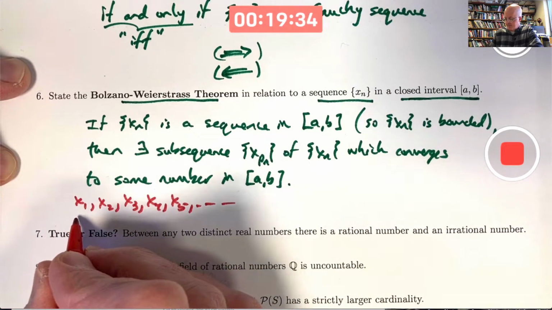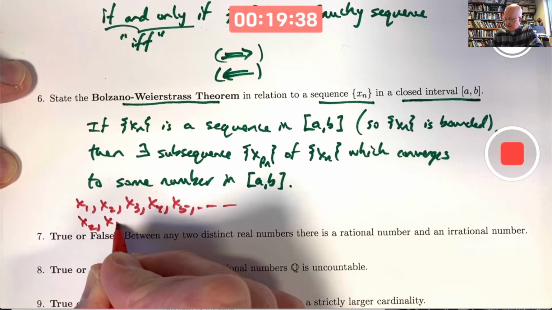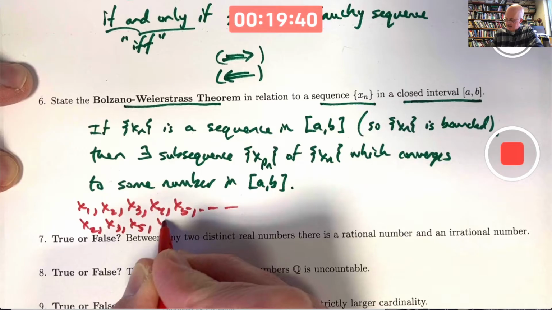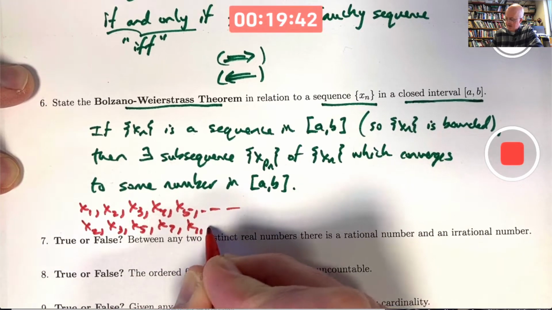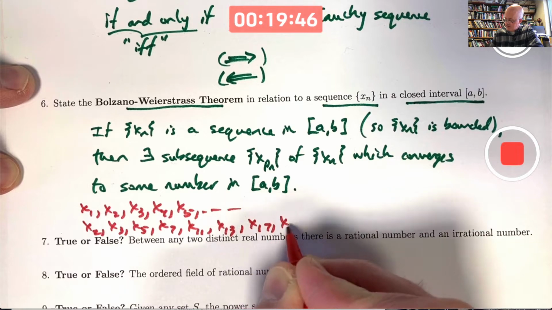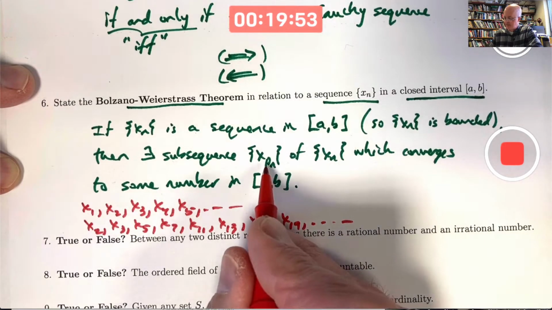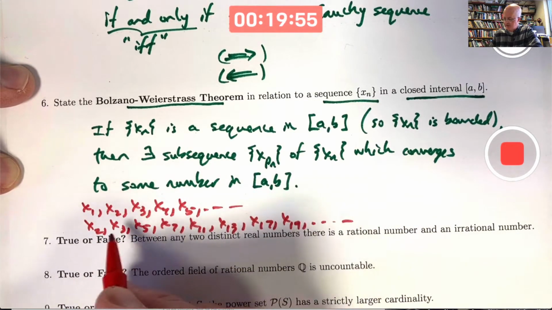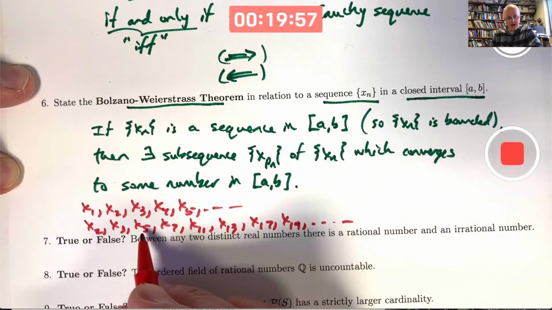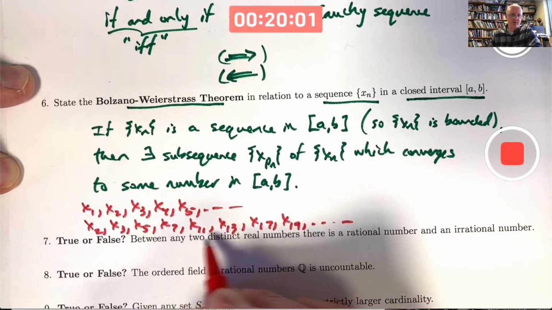Intuitively, a subsequence might be, for example, x2, x3, x5, x7, x11. Notice I'm picking my subscripts in a special way here to be prime numbers. That's arbitrary, but that would be an example of a subsequence. P sub 1 would be 2, P sub 2 would be 3, P sub 3 would be 5, P sub 4 would be 7, P sub 5 would be 11 for this particular example.